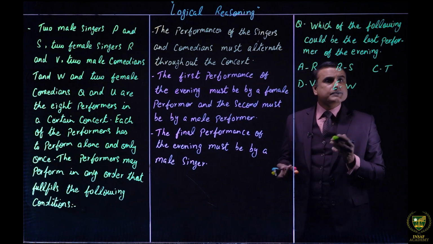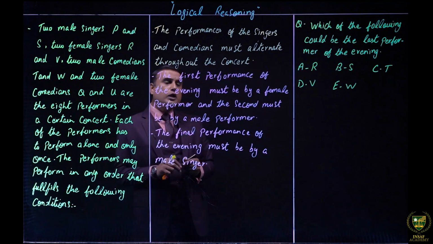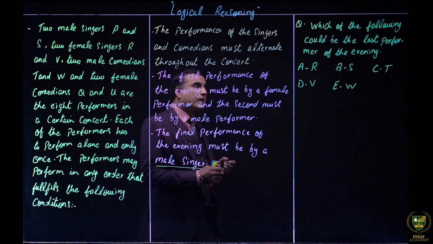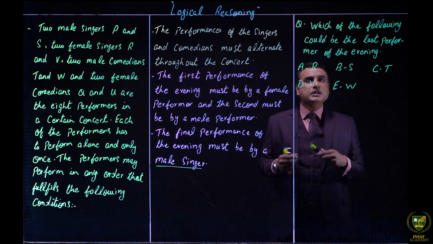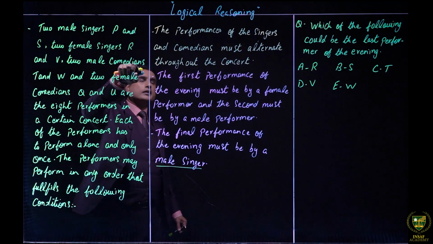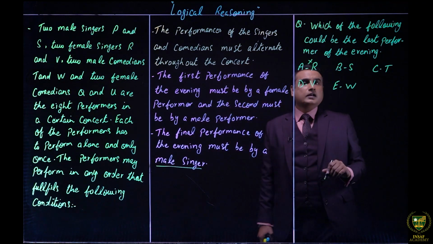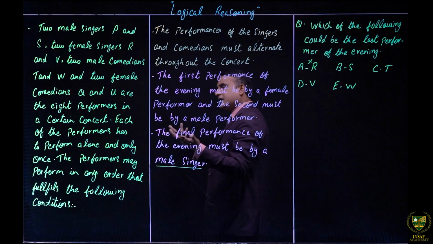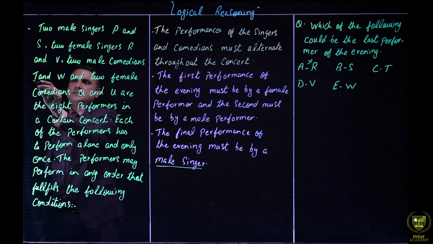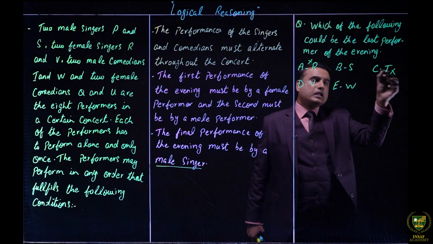Now we have the options, and we need to find which of these could be the last performer. We know that the last performer should be a male singer. So we have to see which of these is a male singer. R is a female singer, so this cannot be the case. T and W: T is a male comedian, so this cannot be the case.